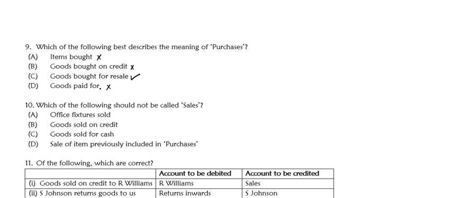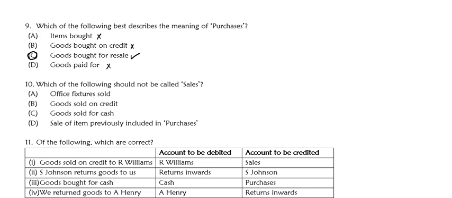So purchases are those goods that are being bought for resale, whether they are cash purchases or credit purchases. As long as they are for resale, then they qualify to be purchases. So number 9, the best option that describes the meaning of purchases is C. The purchases are those goods that have been bought for purposes of resale.